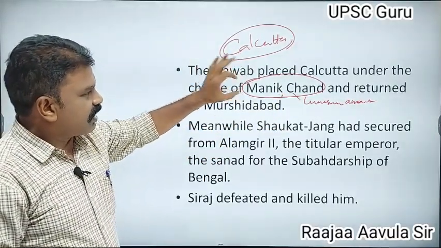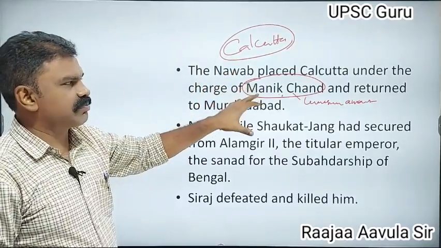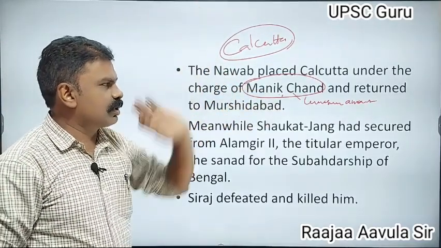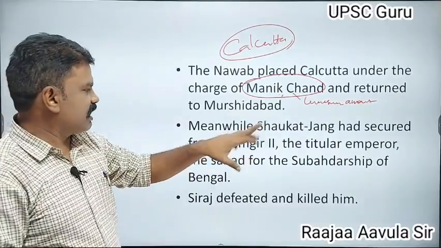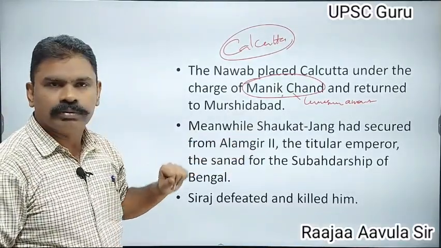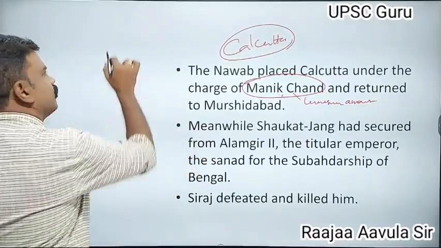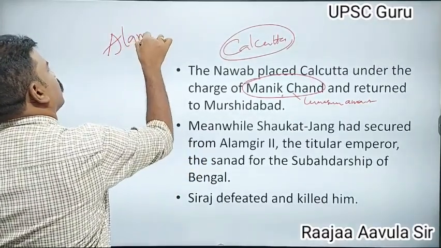So he committed corruption. He became corrupted. He gave Calcutta to the British East India Company. Meanwhile, Shaukat Jung had secured support from Alangir II. Alangir II was, by this time, the Mughal emperor.